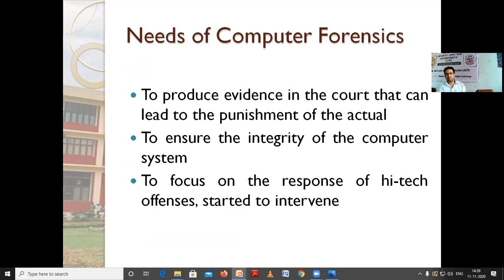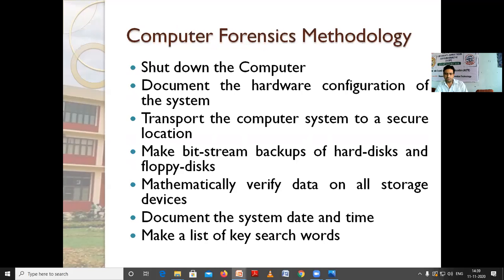The need for computer forensics is to produce evidence in court that can lead to the punishment of the actual offender, to ensure the integrity of the computer system, and to focus on the response to high-tech offenses. So what are the general methodology or the steps which are required to be followed if such a crime happens on a machine?